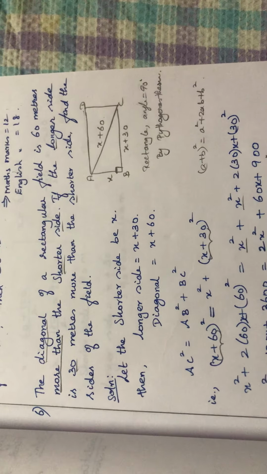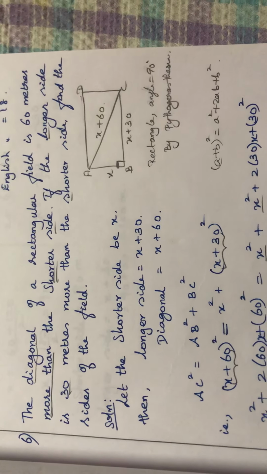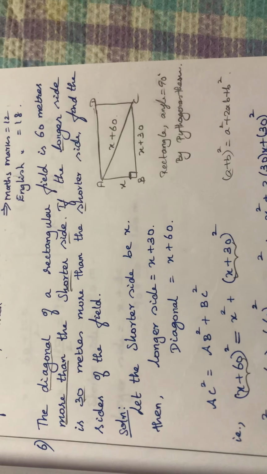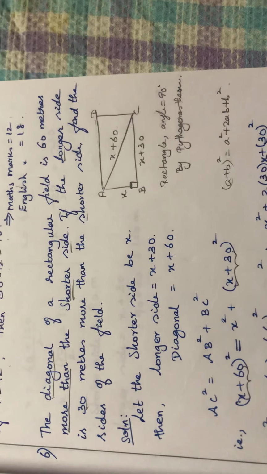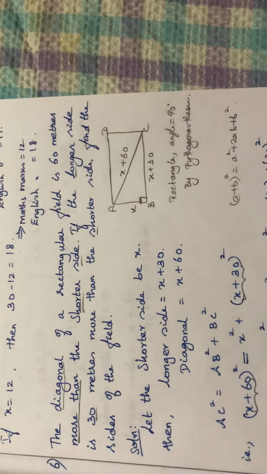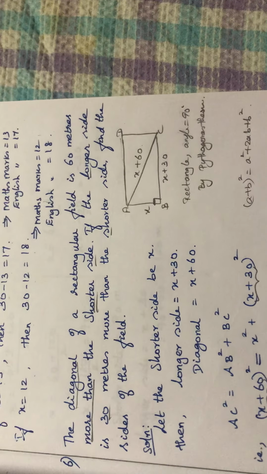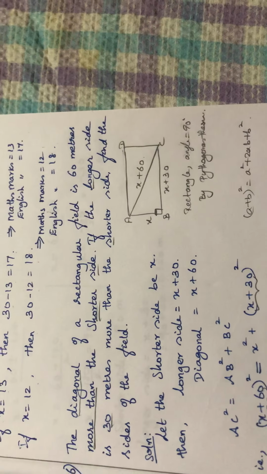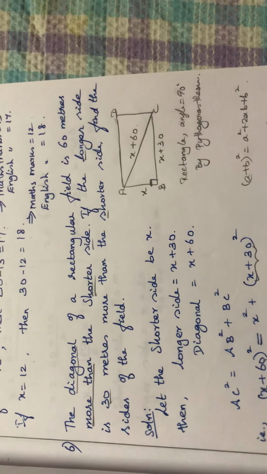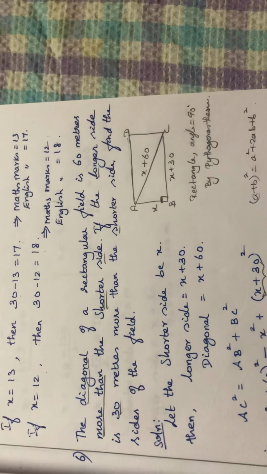The diagonal of the rectangular field is 60 meter more than the shorter side. If the longer side is 30 meter more than the shorter side, find the sides of the field. So it is given diagonal is 60 meter more than the shorter side and longer side of the rectangle is 30 meter more than the shorter side. But a shorter side is not yet given. So first we have to assume what will be the length of the shorter side.